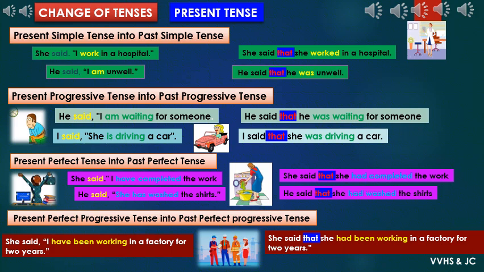Children, note that present tense will change into corresponding past tense. For example, simple present will become simple past. Present progressive tense will change into past progressive tense. Present perfect tense will change into past perfect tense. And present perfect progressive tense will change into past perfect progressive tense.